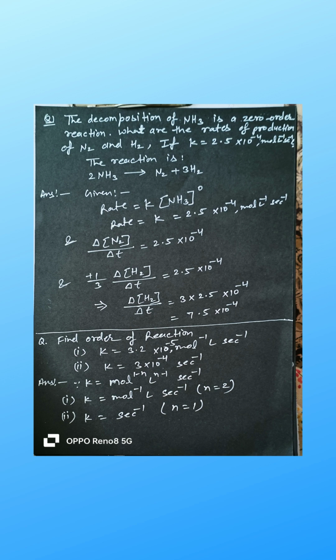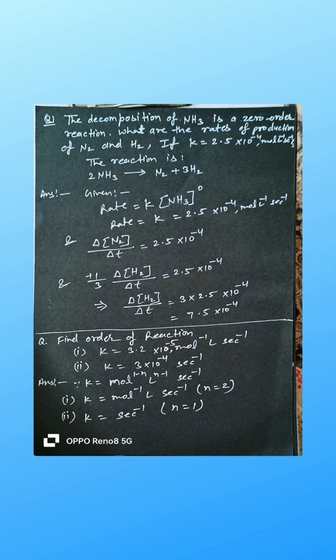Students, now we are going to learn a very important concept, how to find the order of a reaction from the unit of the rate constant. First, remember one rule. The general unit of the rate constant is mole to the power 1 minus n, liter to the power n minus 1, and here, n represents the order of the reaction. Now, using this rule, let us solve both the cases.